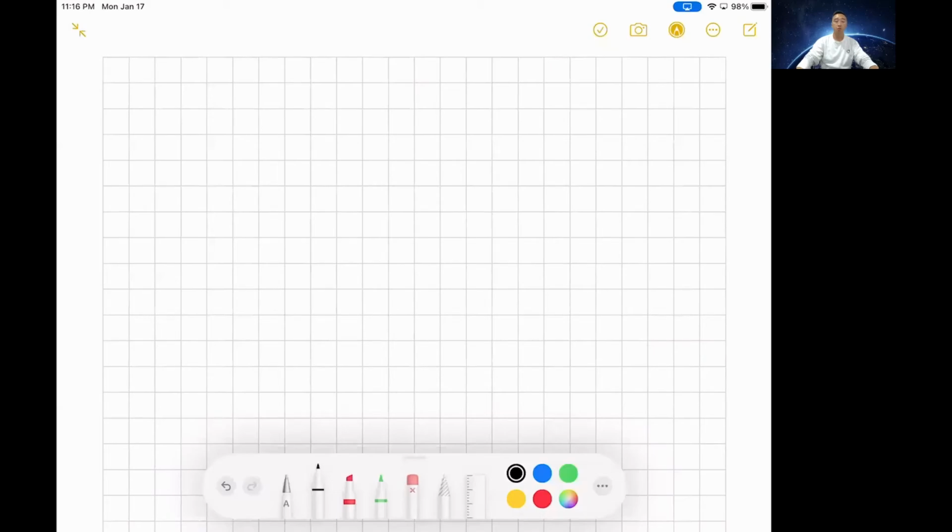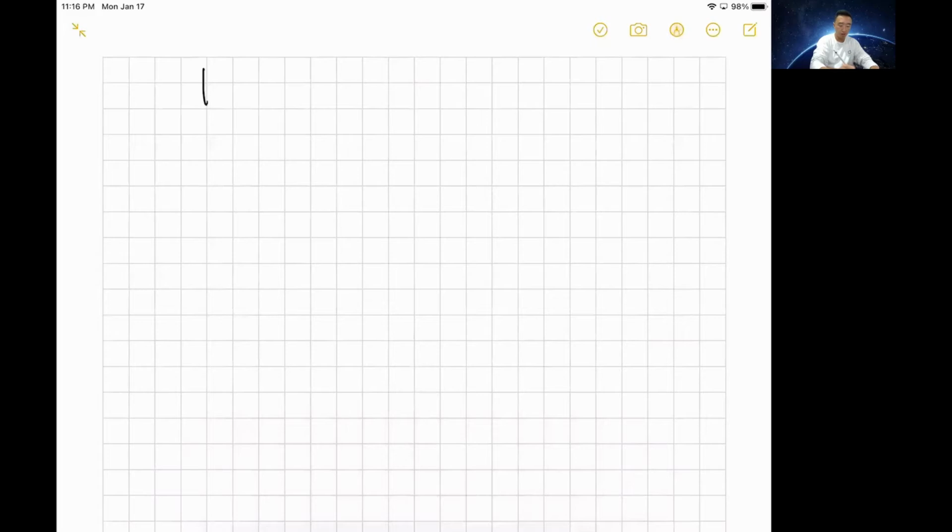All right, so we are going to break down the one-step equations into 4 parts. This is one-step equations. Make sure that you're taking notes.